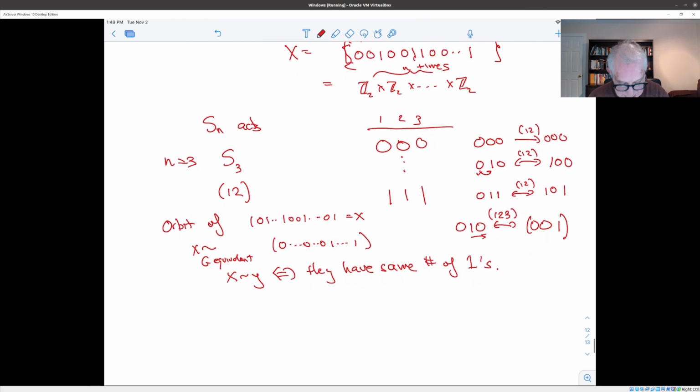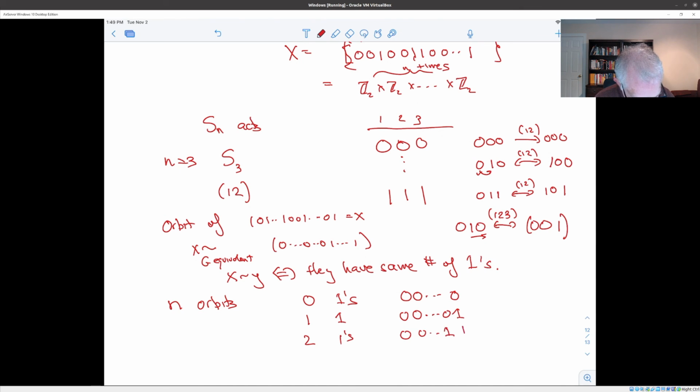So the orbits, there are n plus 1 orbits. There's the one that has 0 ones, the one which has 1 one, and so on. So this is represented by 0, 0, 0. This is represented by 0, 0, 1. 2 ones, this is represented by 0, 1, 1, and so on. Those are the orbits.